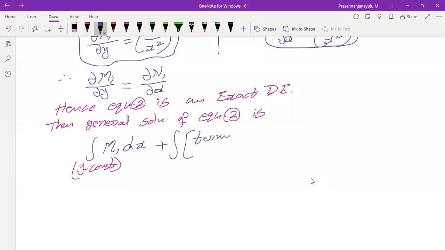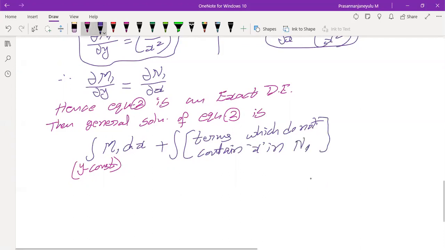the terms which do not contain x in N1, into dy, equals the integration of 0. So this is important, so be careful. I am marking M1 and N1 because that is very, very important.